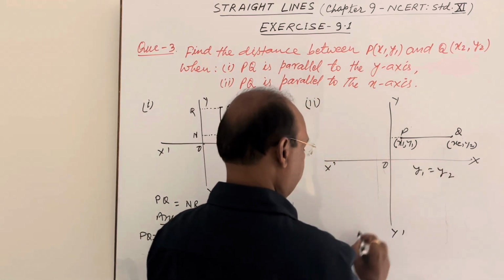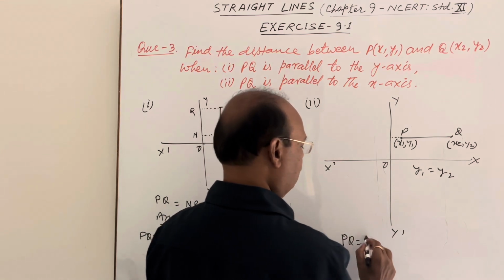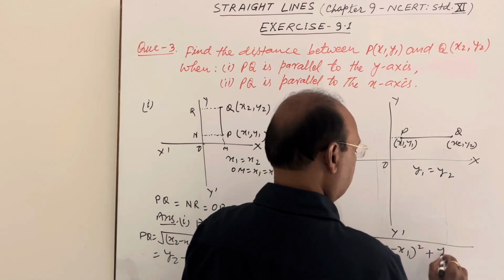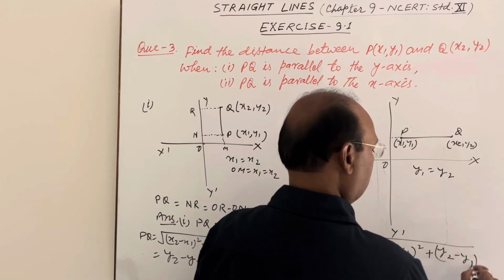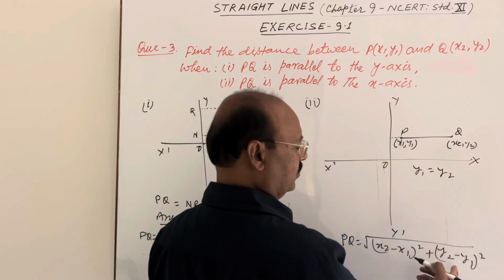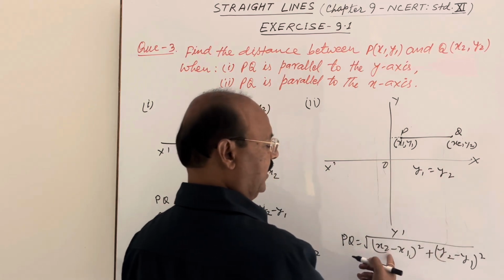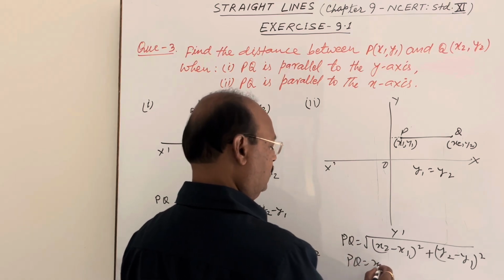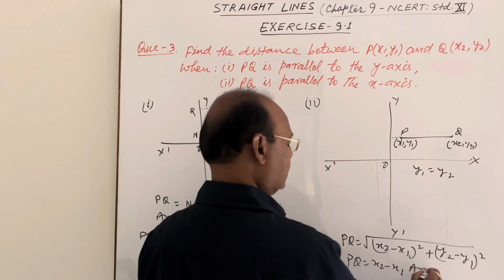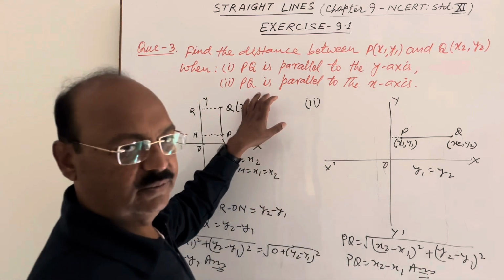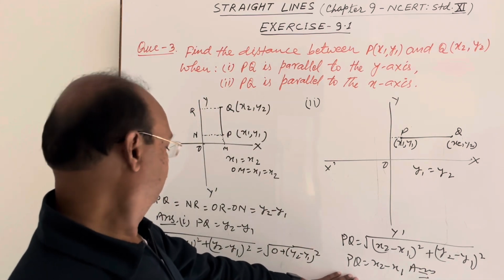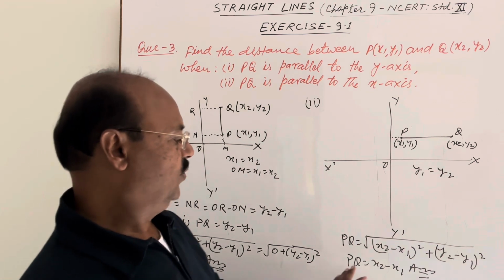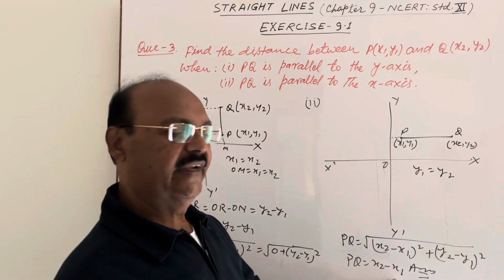So in this case, by the distance formula, PQ is equal to root over x2 minus x1 whole square plus y2 minus y1 whole square. Here y1 is equal to y2, so this will be 0. So simply x2 minus x1 whole square under the square root. So PQ is equal to x2 minus x1. This is the answer of the second part of this question. So the first part answer is y2 minus y1 and in the second part the distance PQ is x2 minus x1.